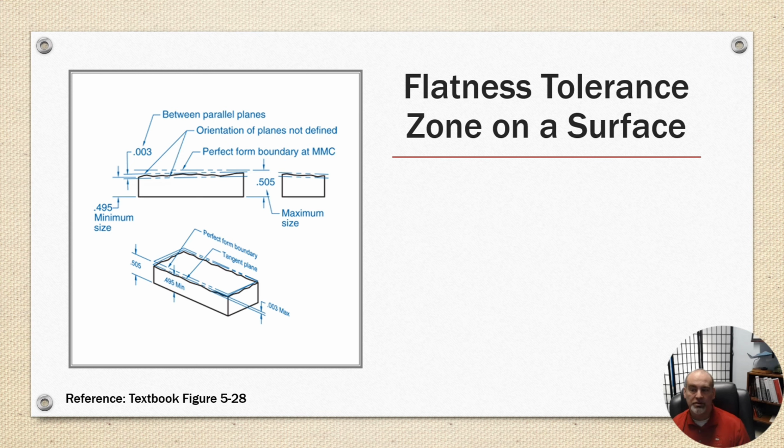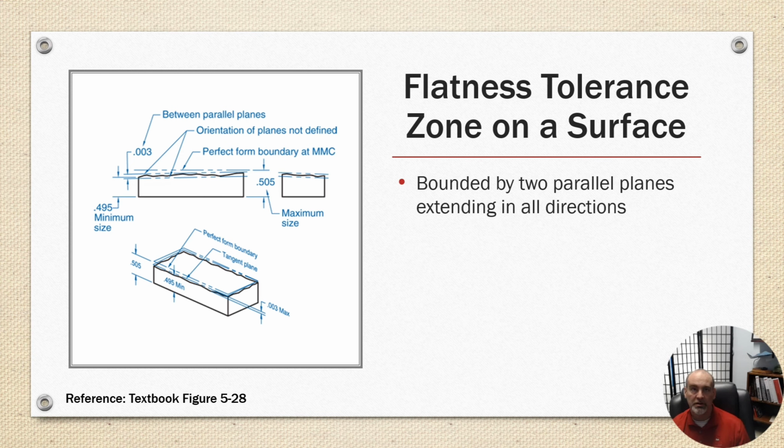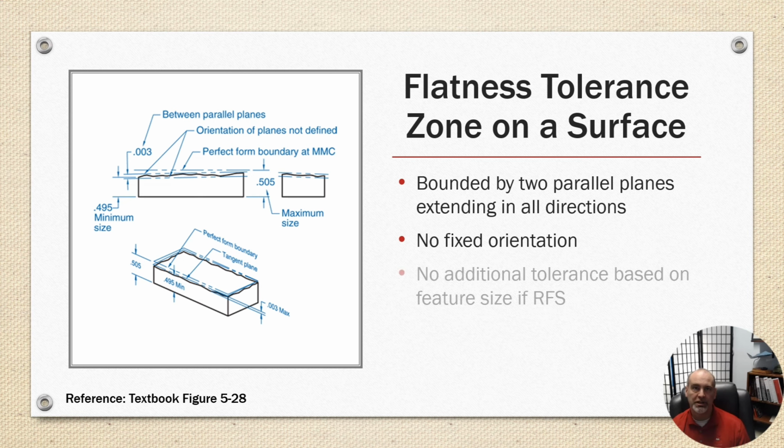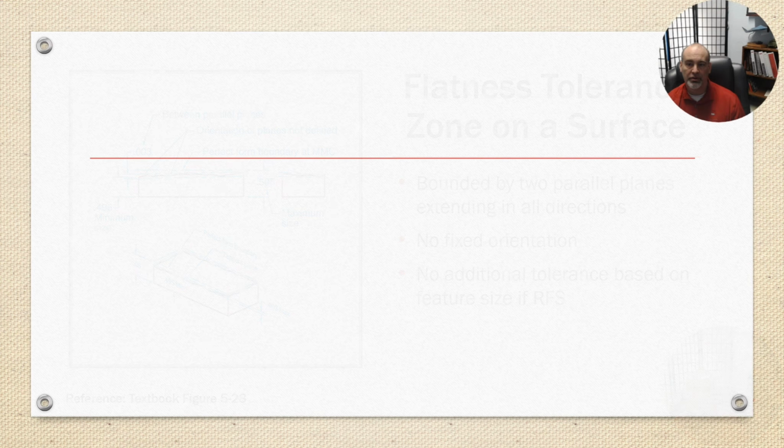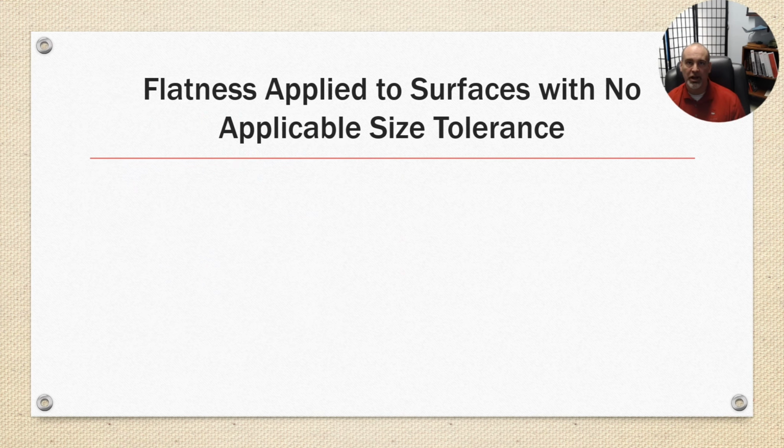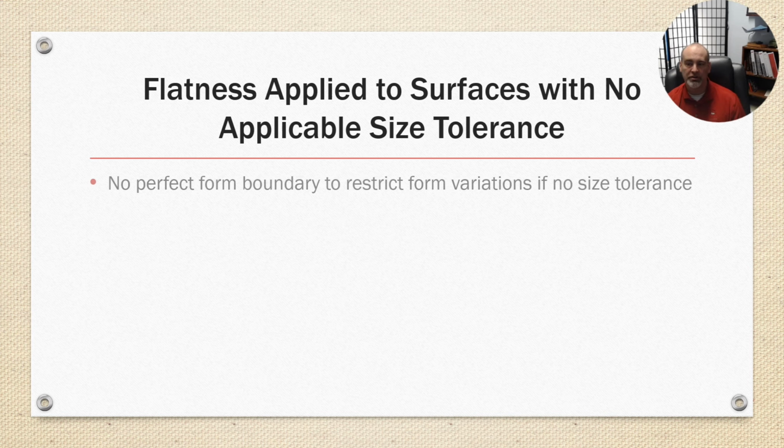Okay, flatness tolerance zone on a surface. It's bounded by two parallel planes extending in all directions. No fixed orientation and no additional tolerance based off feature of size if at RFS. Flatness applied to a surface with no applicable size tolerance: no perfect form boundary to restrict form variations if no size tolerance.